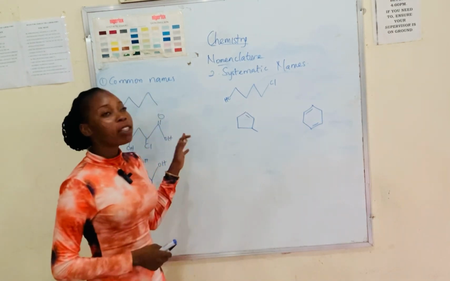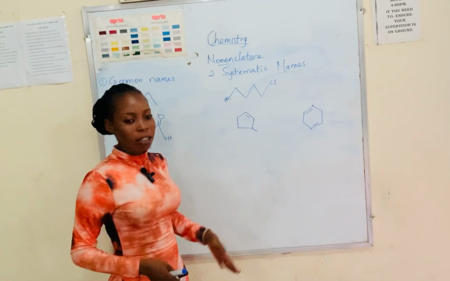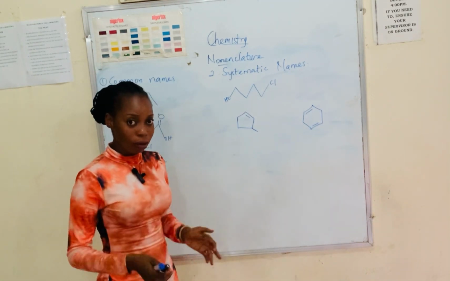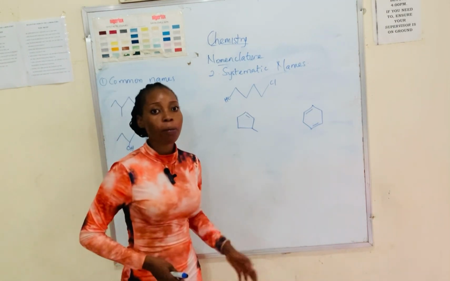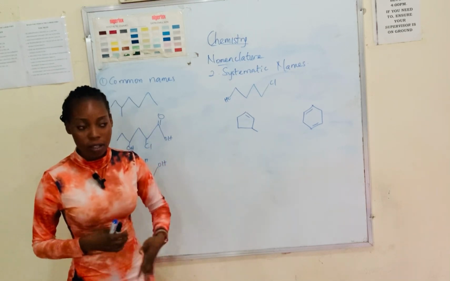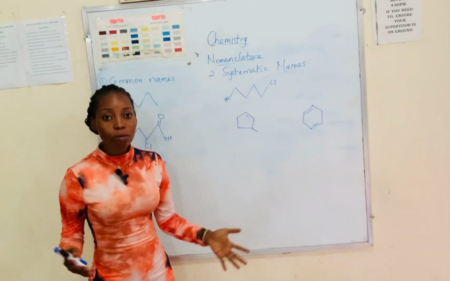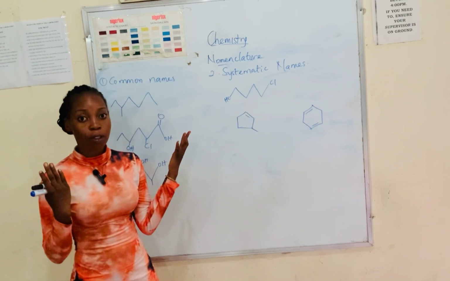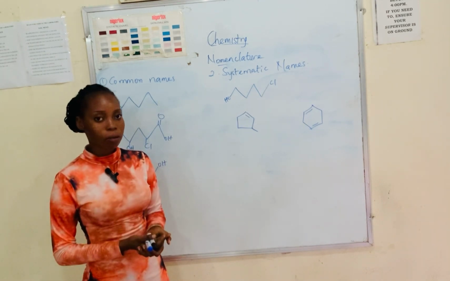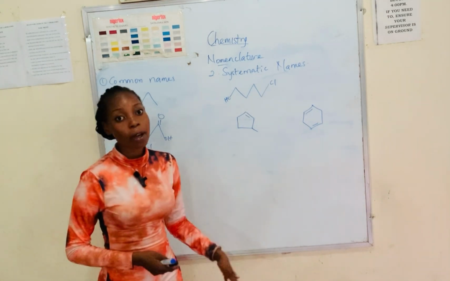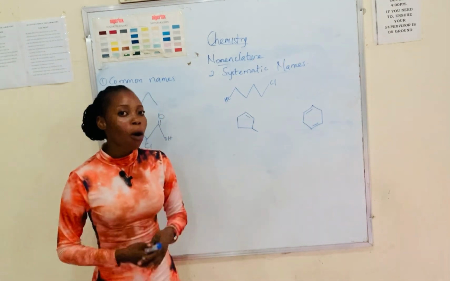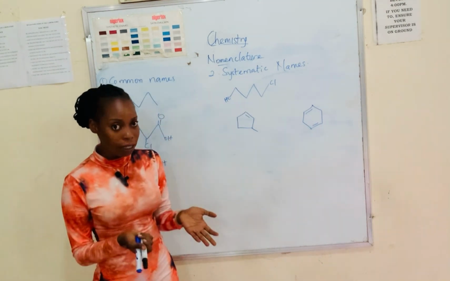So today, previously before this particular video, we've talked about functional groups, we've talked about homologous series, we've talked about the general rules guiding nomenclature of organic compounds. So now we want to practice these few examples and know how organic compounds are named.